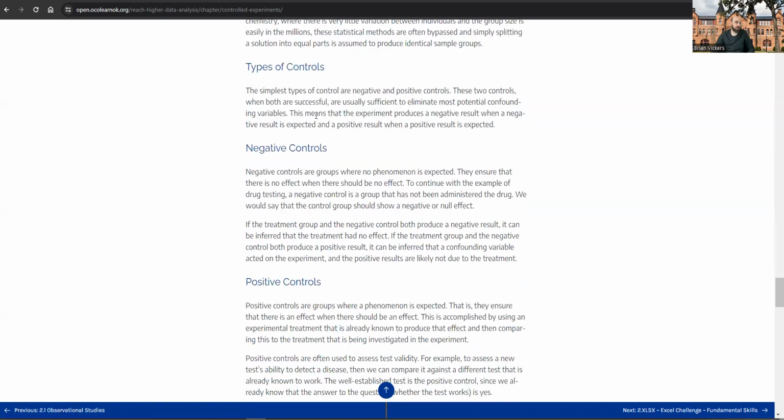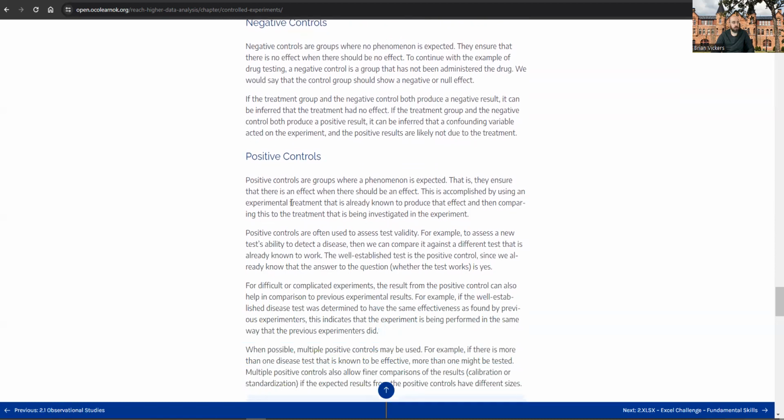Let's go around to the types of control: negative control and positive control. With a negative control, nothing is expected; you expect whatever it is to not be harmful, and you're looking to ensure that there is no effect. For example, is this drug showing any kind of adverse reaction? Are people having allergic reactions to it, right? So you're controlling for the negative, you're expecting there to be no effect, and then when there is, you can infer that a confounding variable acted on it.